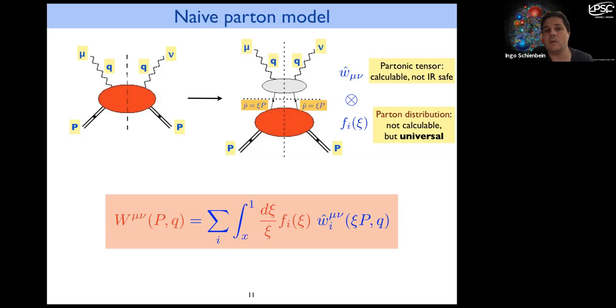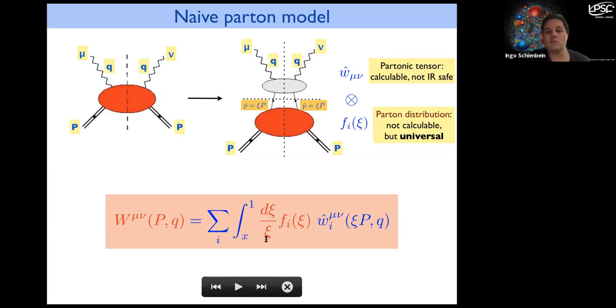And then the partonic tensor, on the other hand, is calculable with our Feynman rules for QCD and QED. At leading order, it's infrared safe, but at higher orders, it's not infrared safe, and one needs to remove certain collinear divergences to get an infrared safe expression. But that is then part of the QCD factorization theorems, which go beyond this naive parton model, which does not include any QCD corrections. So as a formula, the hadronic tensor is given as a convolution integral of the partonic tensor with the parton density.